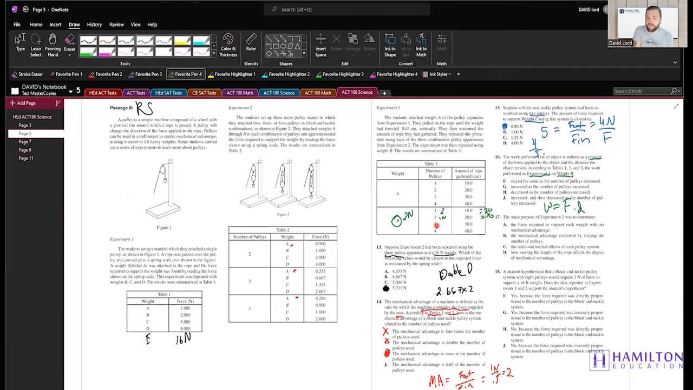Well, what about for 3 pulleys? For 3 pulleys, it'd be 0.666 times 30. I'm guessing that's also close to 20. So it seems like the work is constant, the same as the number of pulleys increased. That seems right. Increase as pulleys increase? No, it stayed the same. Decrease? No, it stayed the same. Increase and decrease? No, it stayed the same. So that's why for number 16, the answer is F.